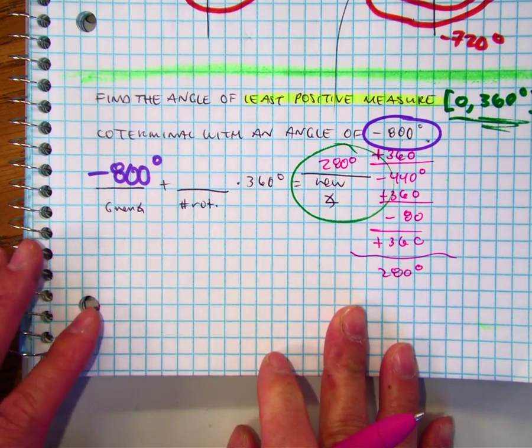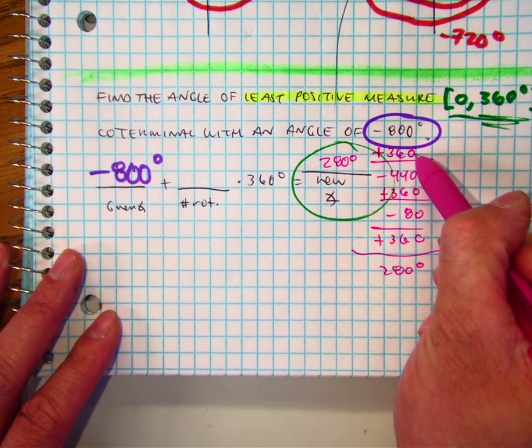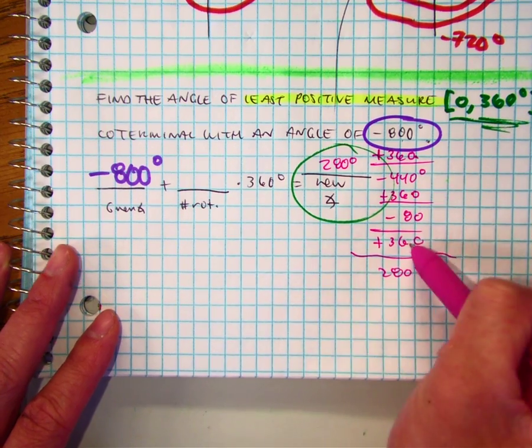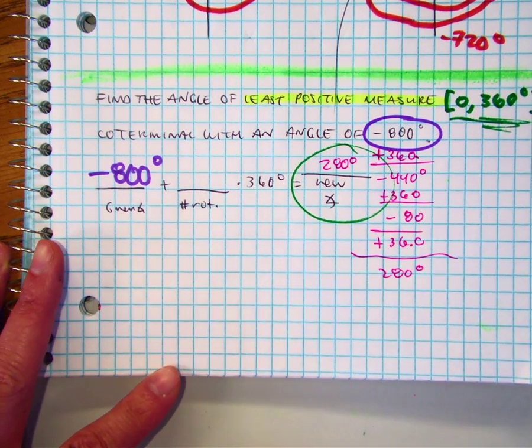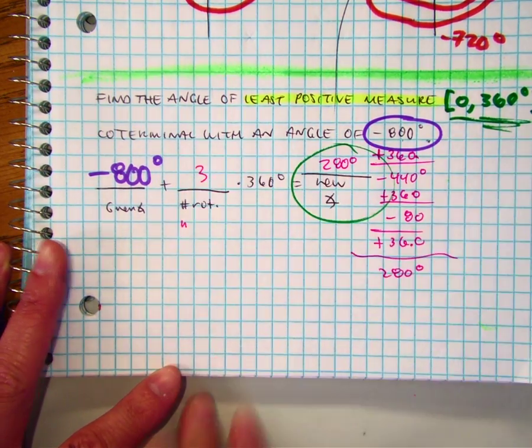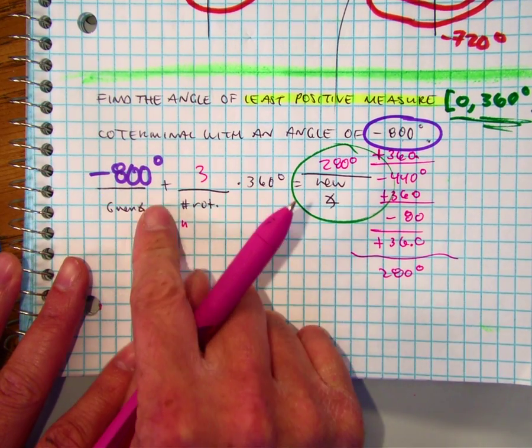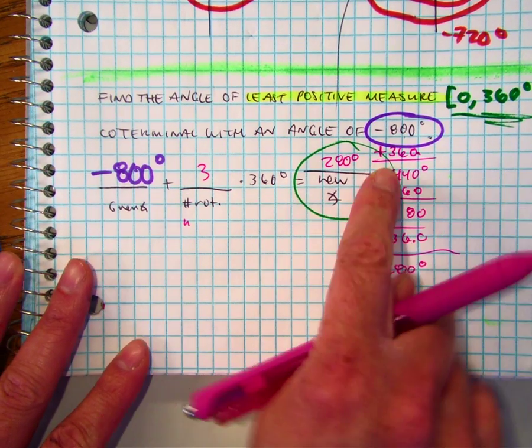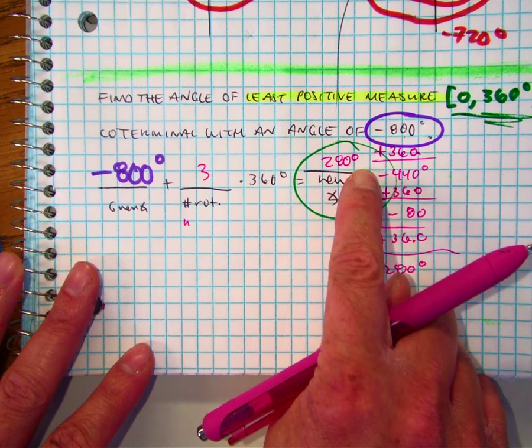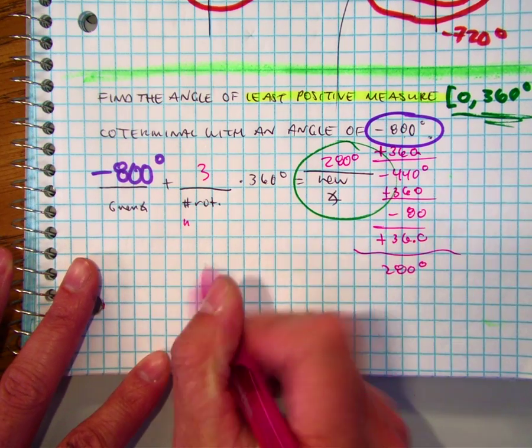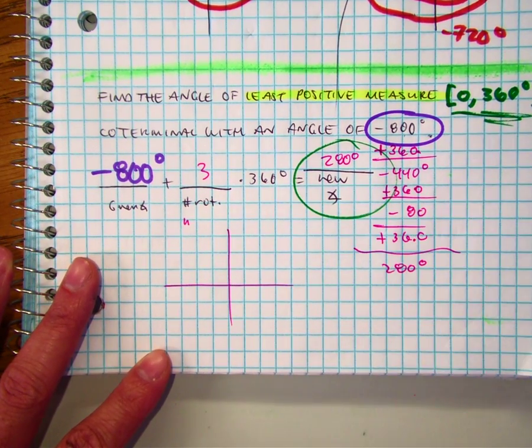Well, let's count how many times I did that. Ready, set, go. 1, 2, 3. So my value is 3. In the formula, negative 800 plus 3 times 360 will give us 280 degrees. Remember, if that doesn't make sense to you, you can draw it out.